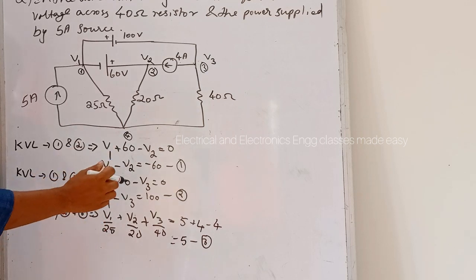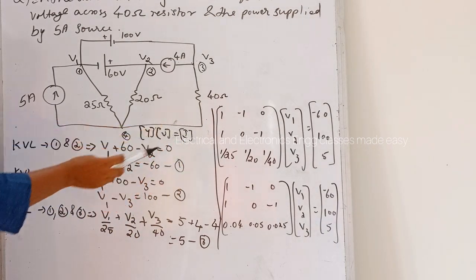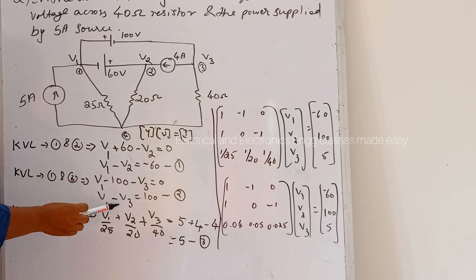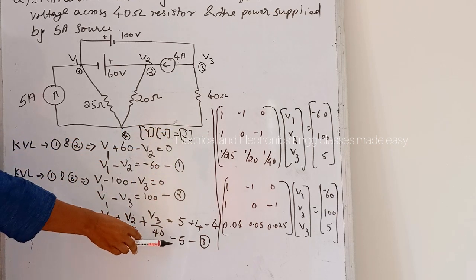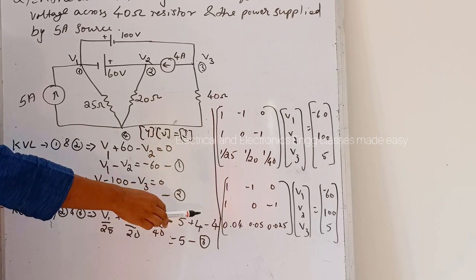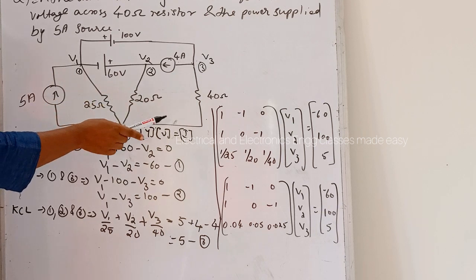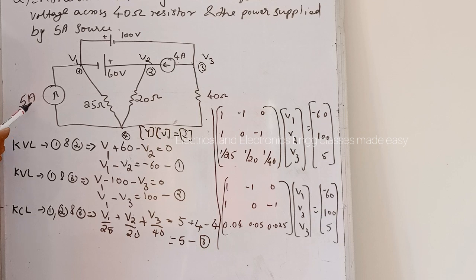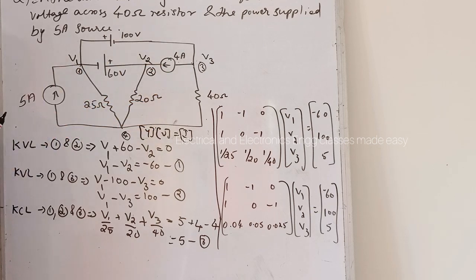So we got 3 nodal equations. Now we can write in matrix form, that is Y into V equal to I form. In matrix form, we can write 1, minus 1, 0, then 1, 0, minus 1, 1 by 25, 1 by 20, 1 by 40, into V1, V2, V3 equal to minus 60, 100 and 5. This again we can simplify into this form, that is 1 by 25 is 0.04, then 0.05, 0.025. Now we can find the unknown voltages. The question is to find the voltage across this 40 ohm resistor and the power supplied by this 5 ampere current source. To find the voltage across the 40 ohm resistor, we have to find V3. Then the power supplied by the 5 ampere source is V1 into this current. So we need only to find V1 and V3.